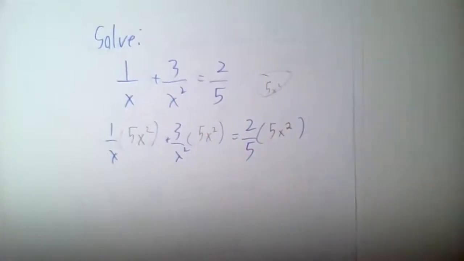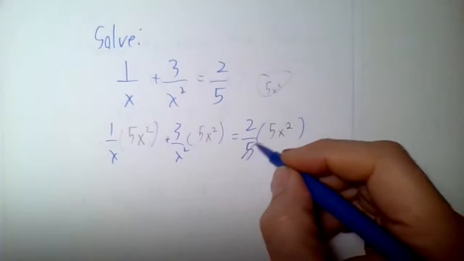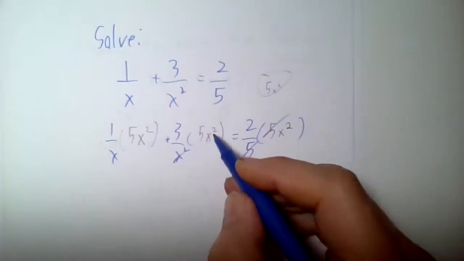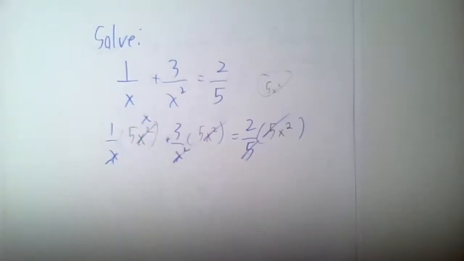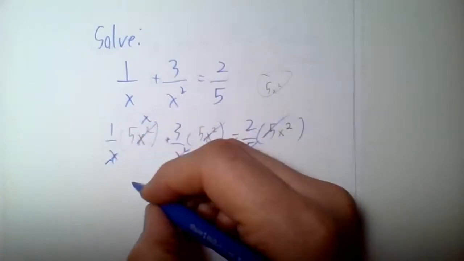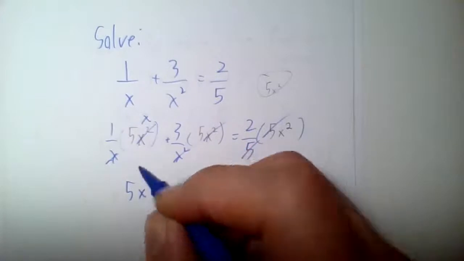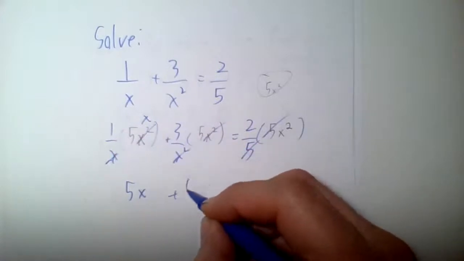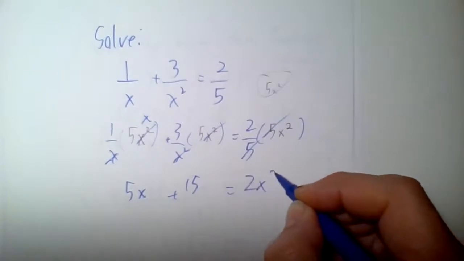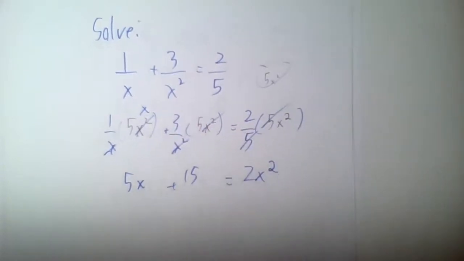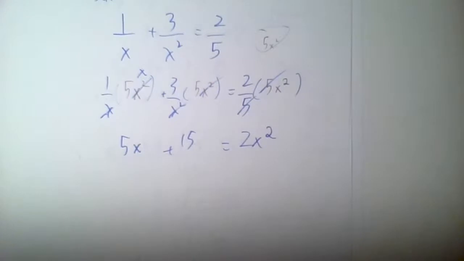So write 5x squared next to everything, and then get rid of the denominators. Pointless to get rid of the denominators. 5 is gone. X squared is gone. X goes into x squared, leaves an x on that term, so we're going to have 5x here. 1 times 5 times x, 3 times 5, and 2 times x squared. So we ended up with an x squared term, an x term, and a number term.